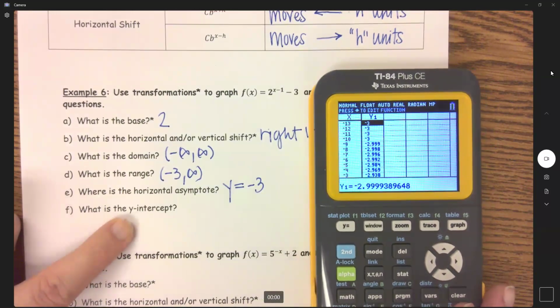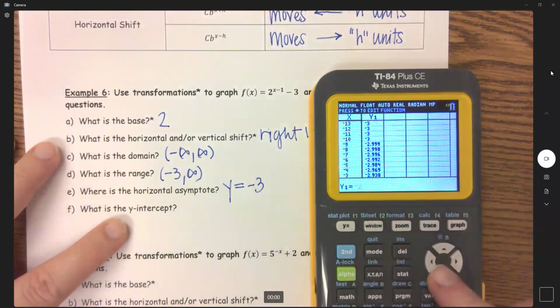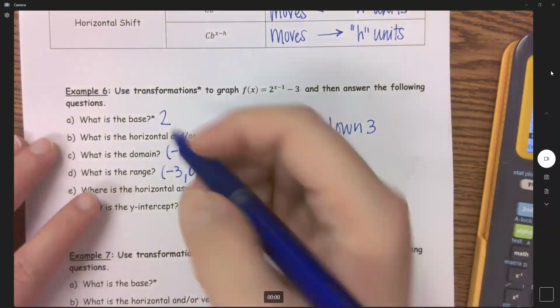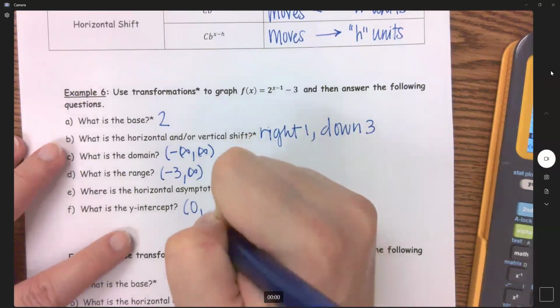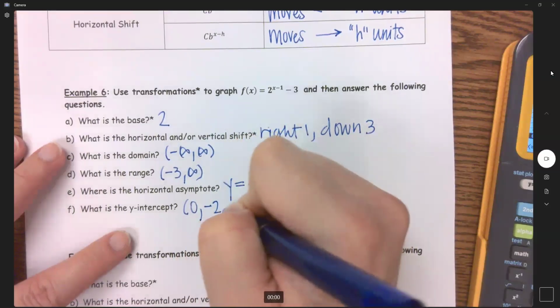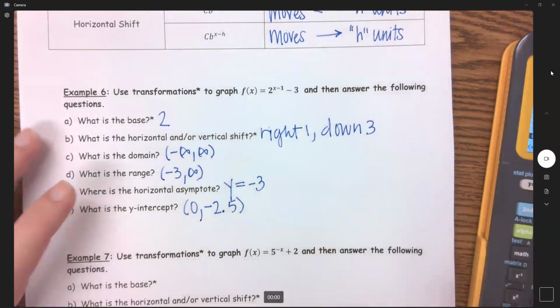And then where is the y-intercept? We can do this one of 2 ways. One, I already have my table here, so you might as well use it to your advantage. Here is my y-intercept right here. So we have (0, -2.5).